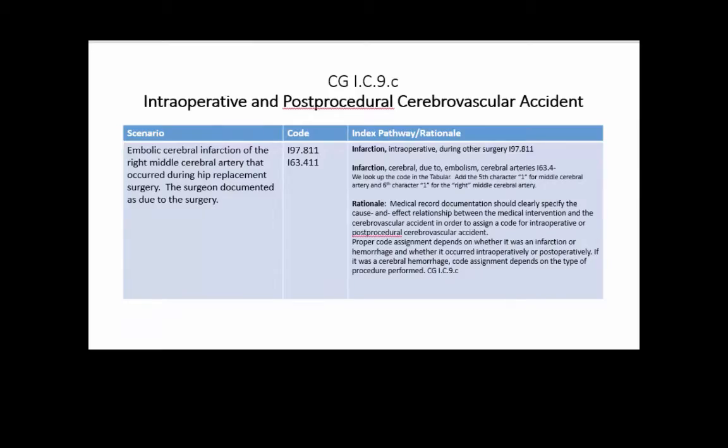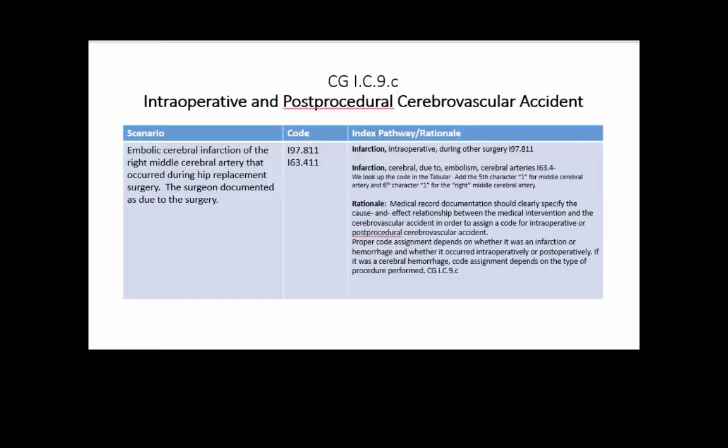Next guideline, intraoperative and postprocedural cerebrovascular accident. Intraoperative means the stroke has happened during the surgery. Postprocedural, it has happened after the surgery. The scenario we're given is an embolic cerebral infarct of the right middle cerebral artery that occurred during hip replacement surgery. So it's intraoperative, and the surgeon documented as due to the surgery. So your infarct, the intraoperative, is I97.811.